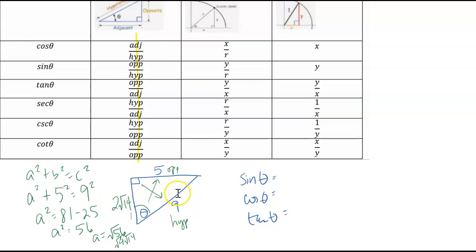Okay, so now I know all of my sides, and so when I have to do the sine, I just look up here and snag this formula, which says opposite over hypotenuse. So in the spot of the opposite is a 5, and in the spot of the hypotenuse is a 9. So that one is done. Cosine is the adjacent over the hypotenuse, so I would do 2 root 14 over the hypotenuse, which is 9. Done. And then I'll do my tangent, which is the opposite over the adjacent. So the opposite was 5, and the adjacent is 2 root 14.